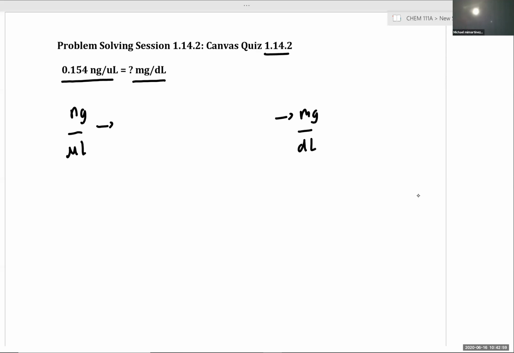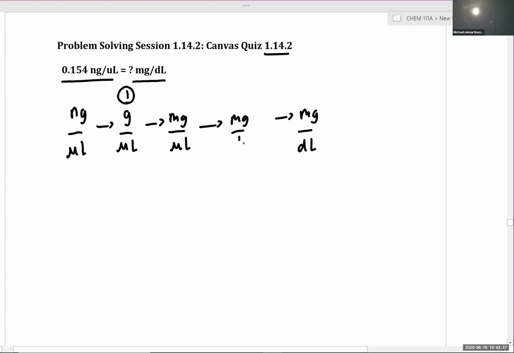So first and foremost, we're going to convert nanograms to milligrams. So we're going to go through our intermediate unit of grams. Then once we've reached our base unit, we're then going to convert grams to milligrams. Okay, so we've completed our first prefix unit conversion. Then we're going to go from 1 over microliters to 1 over liters to 1 over deciliters. And this is our second prefix unit conversion.